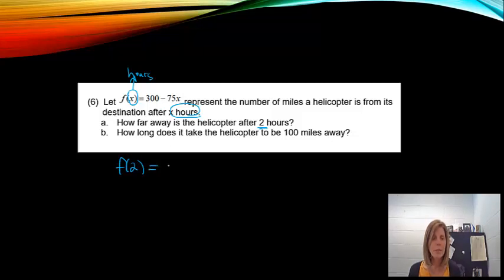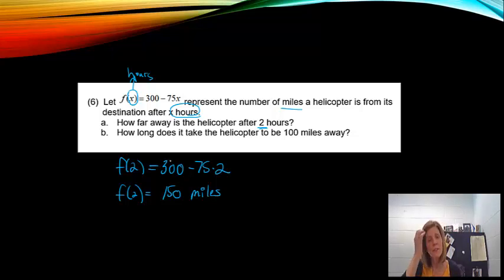So that's what I'm going to do. So wherever I see an x, I'm going to put a 2. So 300 minus 75 times 2. So remember, we're just going to leave it f of 2. We're not going to do anything with that at all. And we'll have 300 minus 75 times 2, which will give us 150. And it was how many miles? So it will be 150 miles. Please notice that this question was actually one that I could have asked on a previous test. It's not different. We're just writing it in different notation.